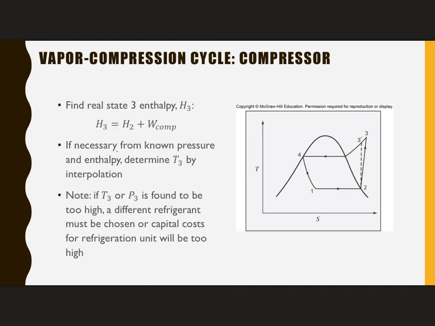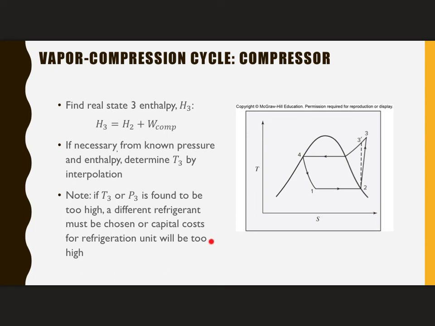Once you know the real work of the compressor, we can use that to find the actual enthalpy at state 3. That actual enthalpy at state 3 will allow us then to do the calculation of Q in our condenser.